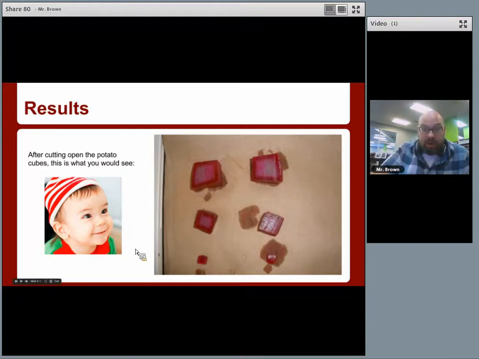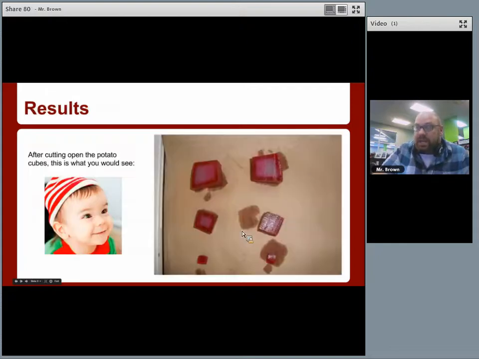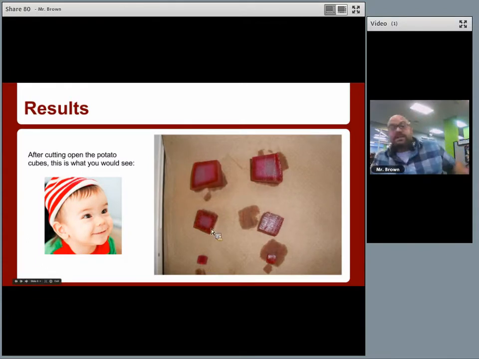Like I said, if you can't afford the materials, this is the last slide. This will get you your data. Potato piece 1, 2, 3: the length, width, height, and the distance of the dye. You'll notice the dye distance is the same, but because the potato piece is larger, it's not going to go in as far as in the smallest one. So that's the difference.